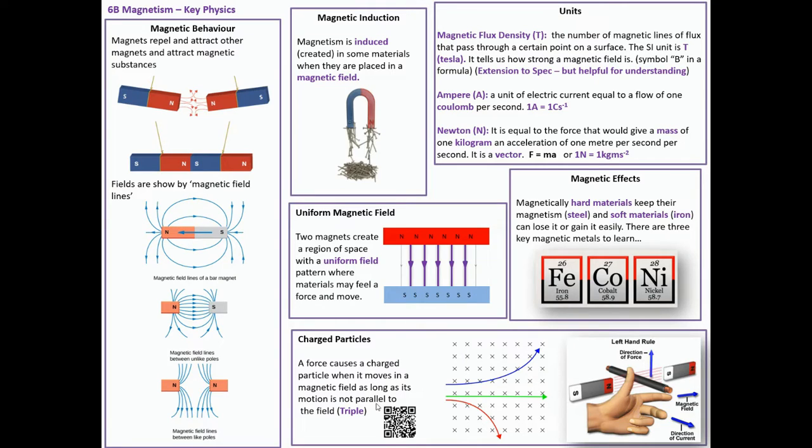Charged particles, so particles of alpha, beta, gamma, move through a magnetic field shown by the crosses, and they might curve or go in a straight line. If they are charged particles, they tend to curve one way or the other, and depending on their charge to mass ratio, they will curve more or less. So you can tell whether it's alpha, beta, or gamma, which goes straight on.